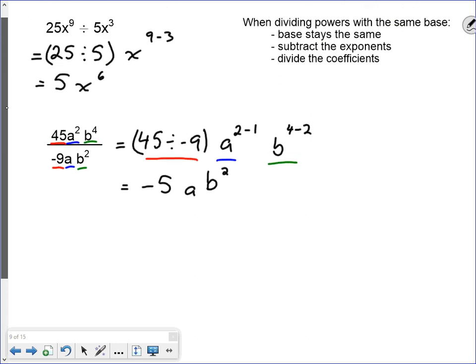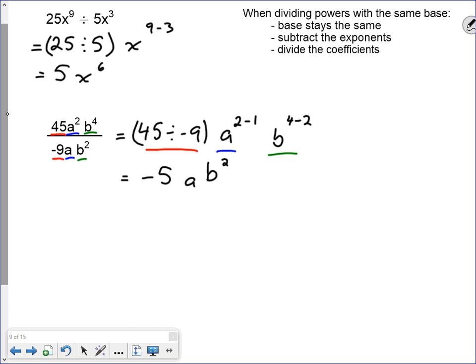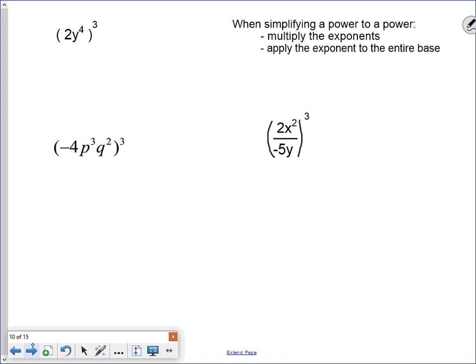Okay. So this same sort of thing is going to apply if we have powers to the power. Okay. We are going to, again, multiply the exponents. The thing to realize in this case is that we need to apply this exponent that is outside this thing in brackets. It applies to everything that is in these brackets here.